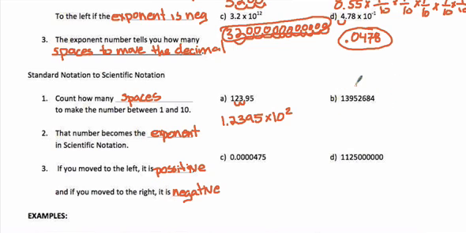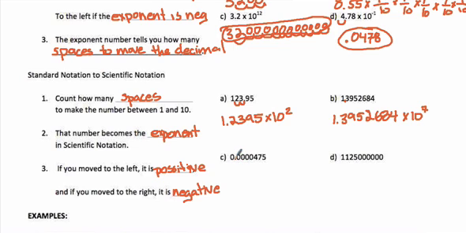Okay, so here we have another number to try. And we need to get a number between 1 and 10. So we want our decimal point to be right here, ultimately. So that we are going 1, 2, 3, 4, 5, 6, 7, 1.395, 2, 6, 8, 4 times 10 to the 7th. Okay, if you're feeling confident, go ahead and pause the video and then give these next 2 a try and rejoin me when you're ready to see how to do these.